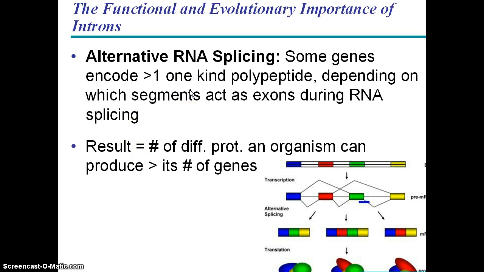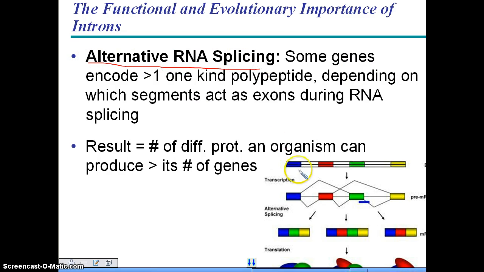Now, why is all this significant? This is a very important idea. It's this concept of alternative RNA splicing. If we look up at this image here, we see that we have these introns in white and these exons in these lovely colors. Now, during RNA editing, we're going to cut out the introns and then splice together the exons in different ways.